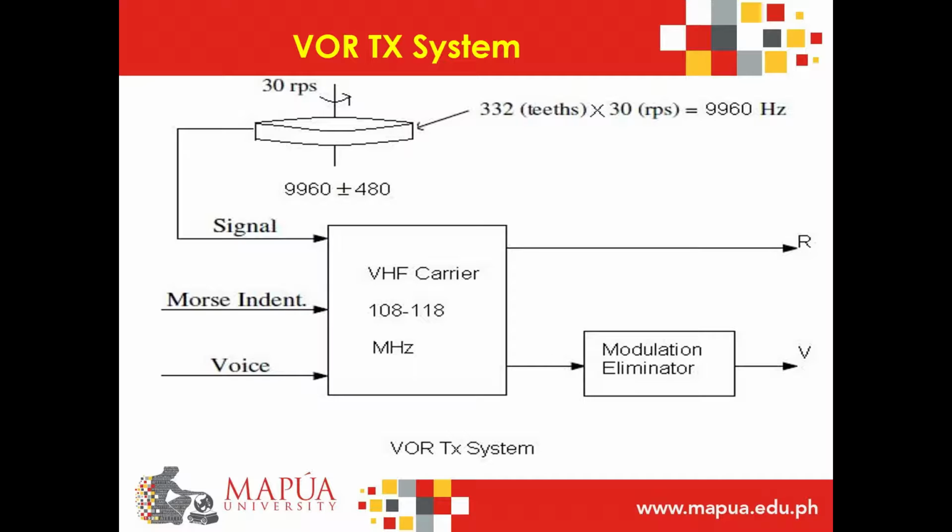For the reference phase signal, it is designated as symbol R. The modulation used is frequency modulation, and the rate of change is 30 Hz, and it is non-directional. For the variable phase signal, it is designated as symbol V, and the modulation used is amplitude modulation. The rate is 30 revolutions per second, or 30 Hz, and it is rotational. The VOR transmitter sends a Morse ID code to the VOR receiver, which is the aircraft. The VOR transmitter is also used for two-way voice communication.